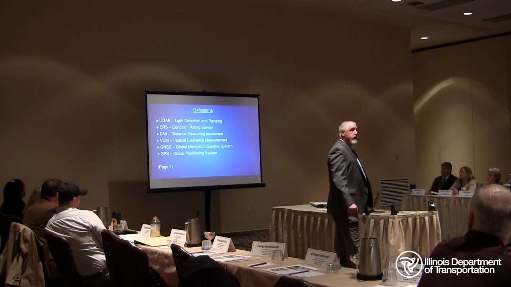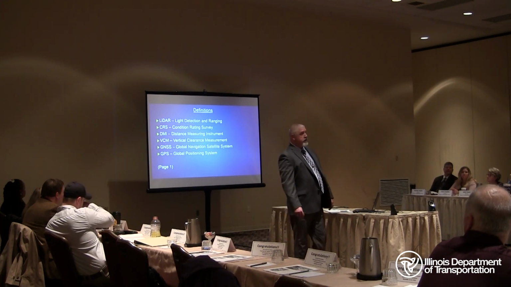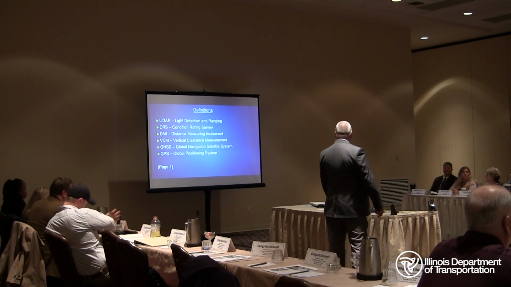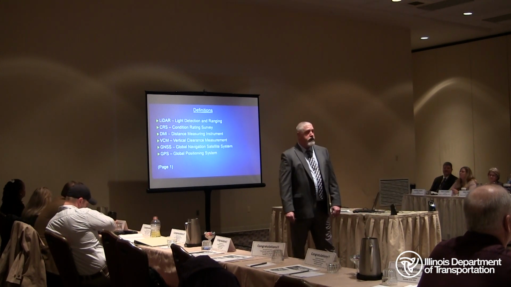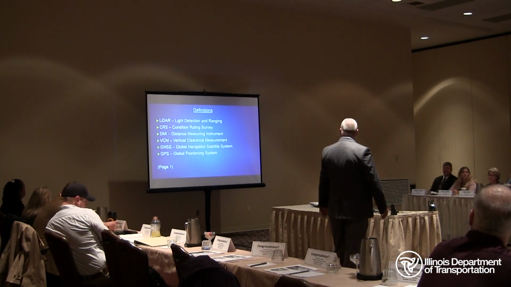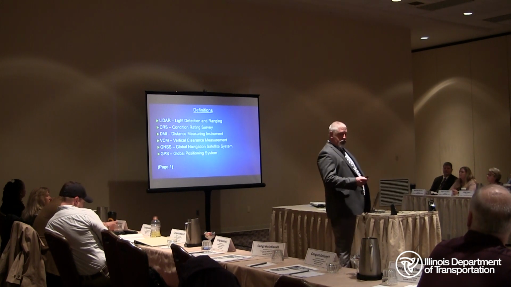DMI, distance measuring instrument, is an instrument that's on the mobile LIDAR unit of the CRS vehicle, which determines the position of the vehicle or distance along the roadway. Vertical clearance measurement, that's checking your distance for your overhead structures where they cross the pavement. And then your GNSS and GPS are your satellite system used to get your coordinate geometry.